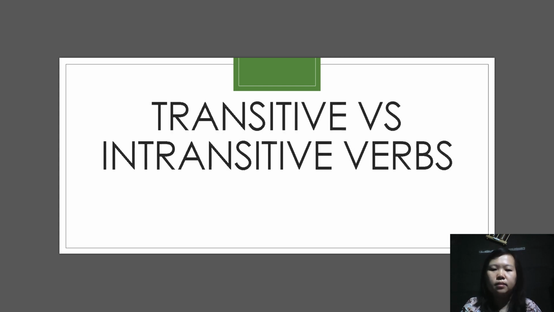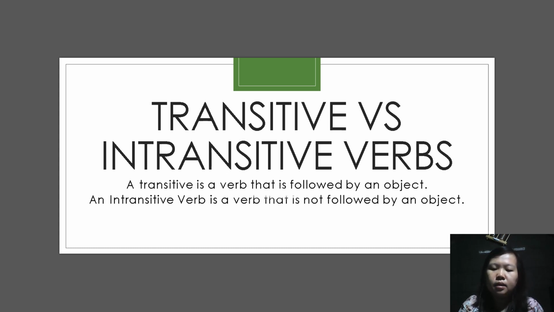And then the second one. You need to know about transitive versus intransitive verb. A transitive verb is a verb that is followed by an object, while an intransitive verb is a verb that is not followed by an object.